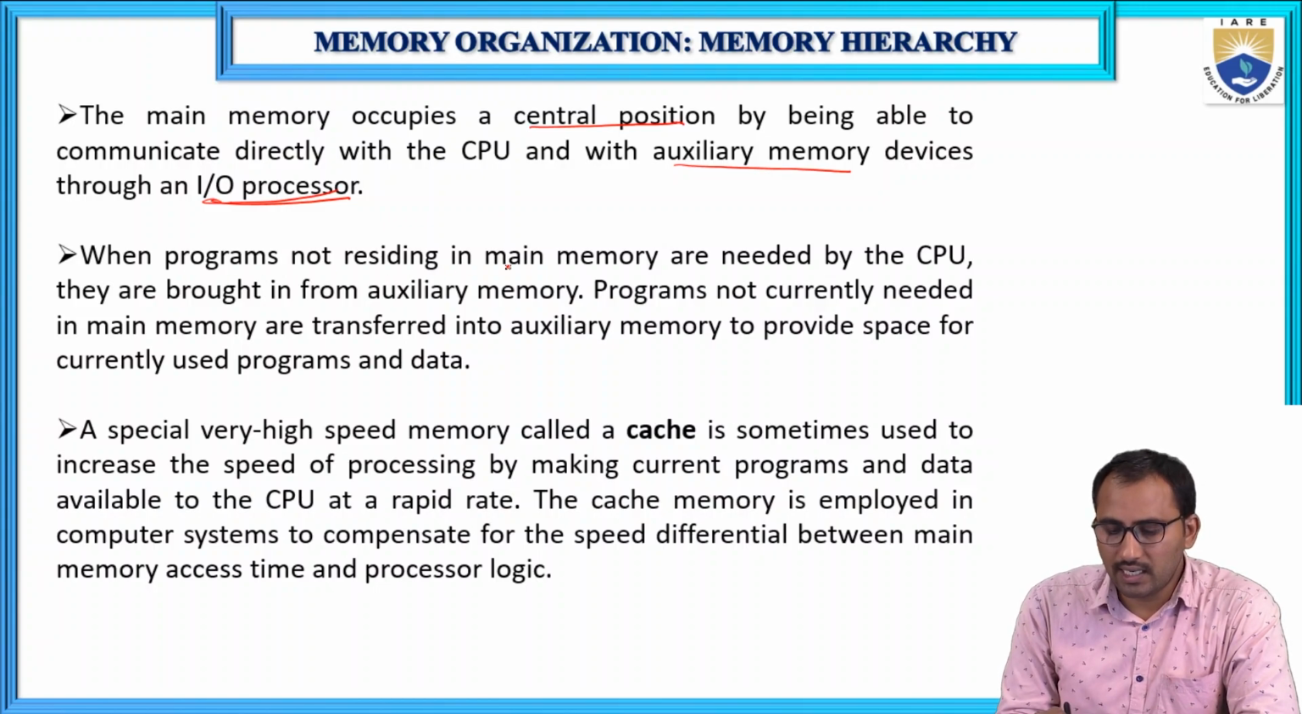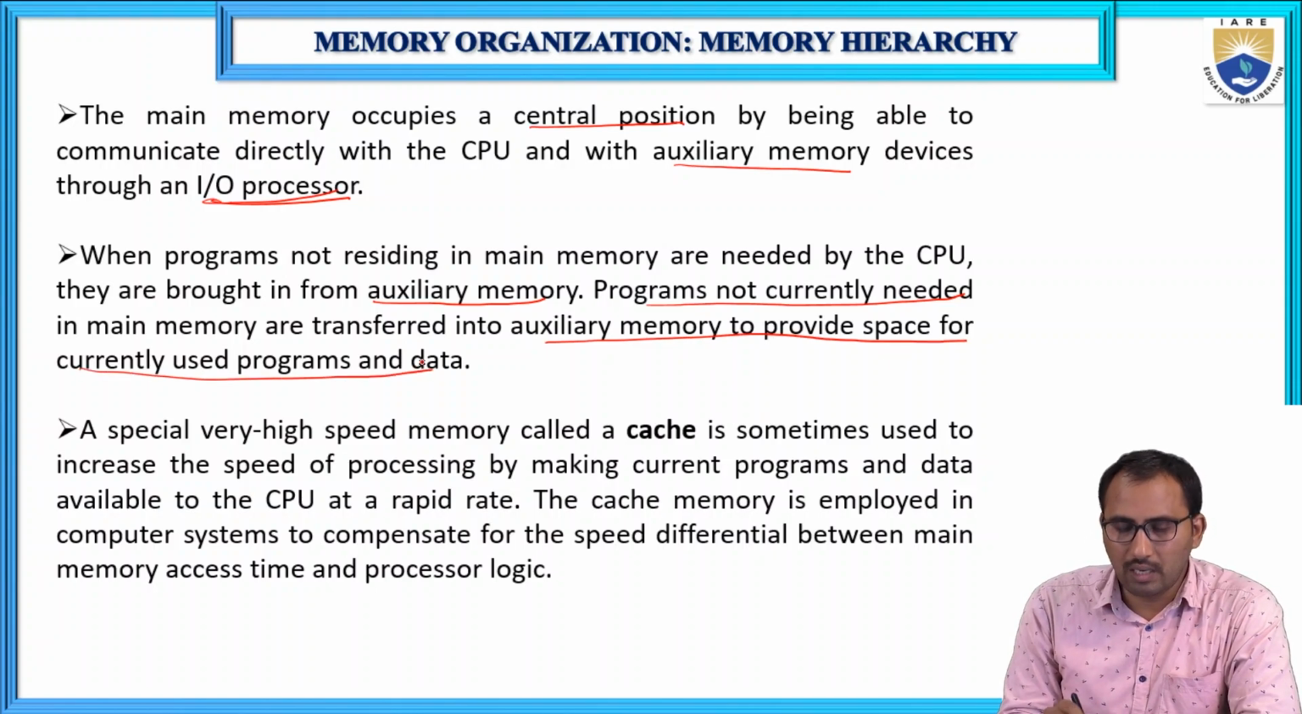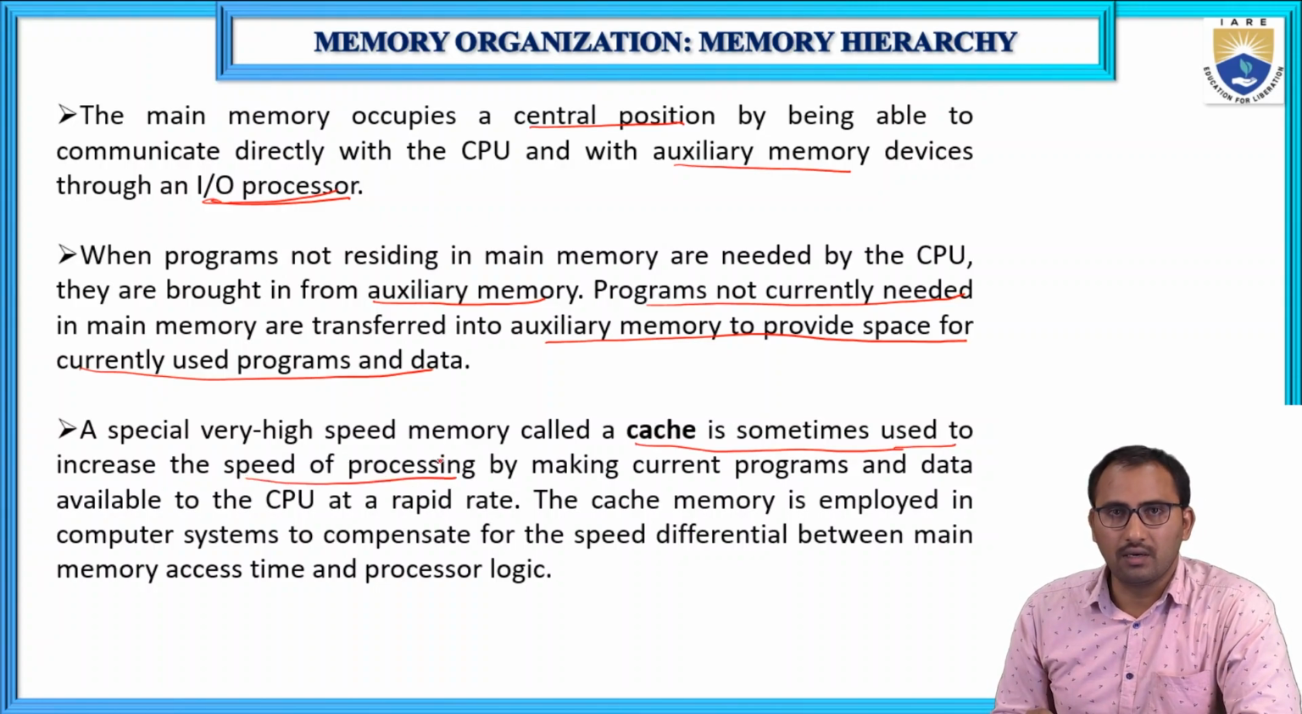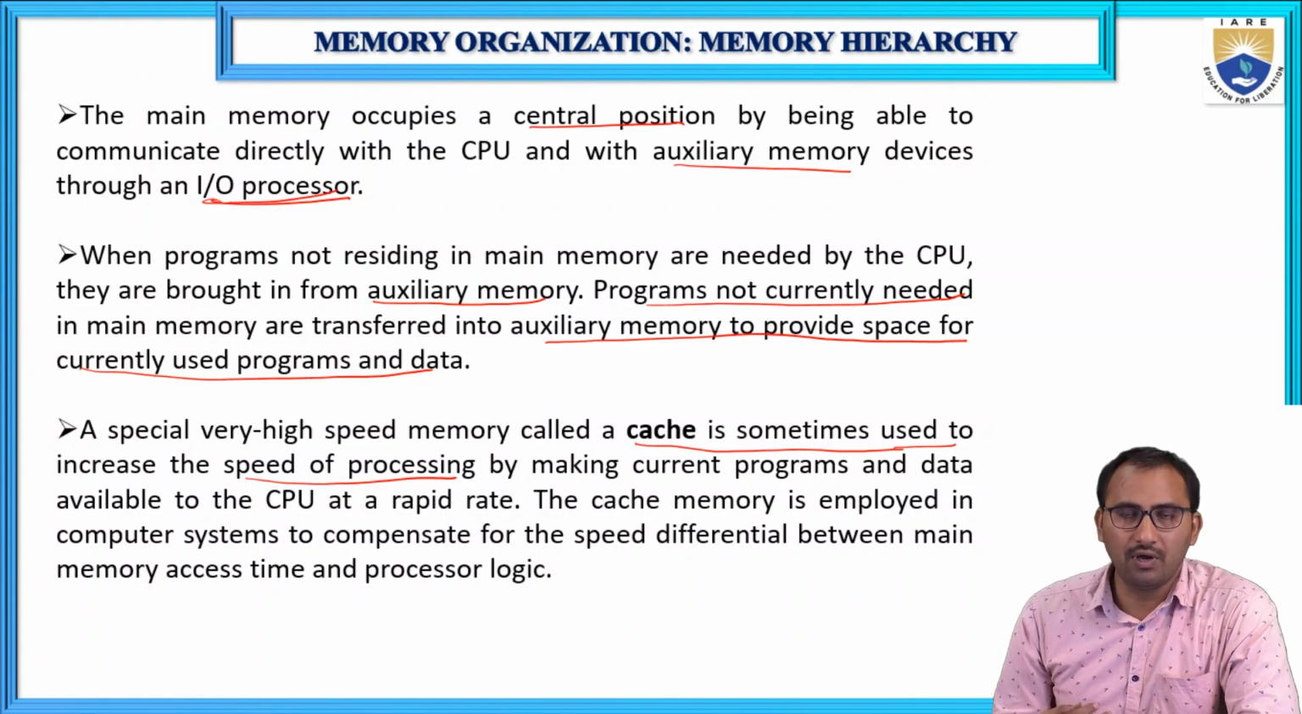When programs not residing in main memory are needed by the CPU, they are brought from auxiliary memory. Programs not currently needed in main memory are transferred to the auxiliary memory to provide space for currently used programs and data. A special very high speed memory called cache is sometimes used to increase the speed of processing. We have already seen what cache memory is, its properties, and why we are using it: cache memory is used in order to increase the speed of processing.